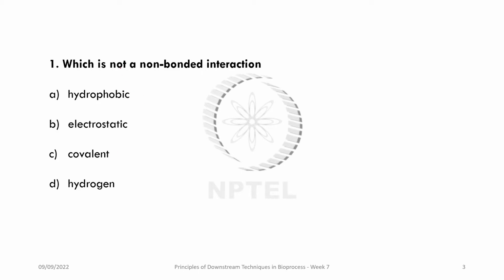Which is not a non-bonded. So you have double negatives there. What does that mean? Which is a bonded, right? So which of these is a bonded interaction? Hydrophobic, electrostatic, covalent, or hydrogen? So think which one of these is the strongest, right? There are 3 weak interactions, some not so weak, some little medium strong, but one bond which is very strong. And that is your answer. Any guesses?